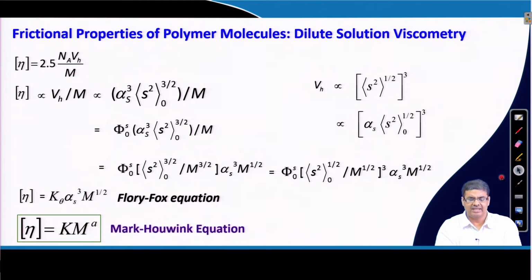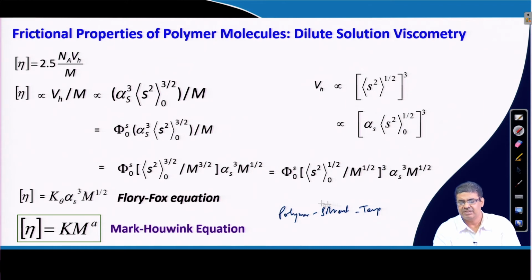So, we can write, as I explained, this expression. This K is another constant, M is the molecular weight raised to the power A, and K and A are constant for a particular polymer, solvent, temperature system, which means if any of these three quantities changes, either temperature changes or solvent changes or polymer changes, the value of A and K would also change, and we call this the Mark-Houwink equation.